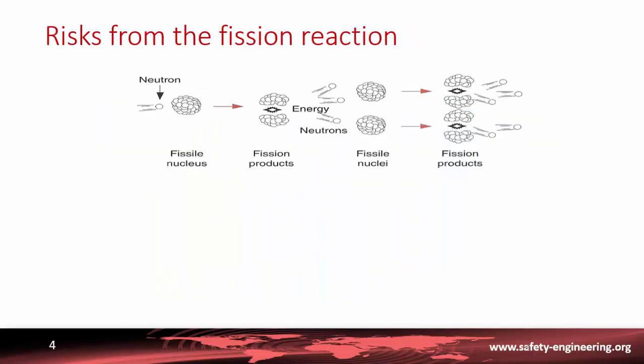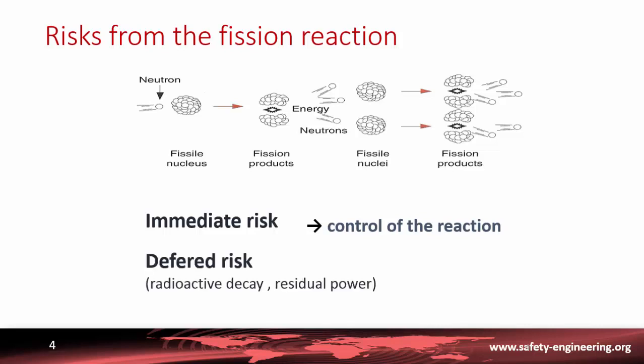So, what are the risks from the fission reaction? Of course, the immediate risk is that this reaction goes out of control. So, there is the need to control the fission reaction. That's the immediate risk. But there is also a deferred risk, because even when the fission reaction has stopped, there are a lot of fission products which are radioactive. Even if they are decaying in terms of radioactivity, what remains is what we call the residual power. And so there is the need for long-term cooling after the shutdown of the reactor. And another element very important to control is the confinement, in order to avoid the radioactive products escaping and getting to the environment.